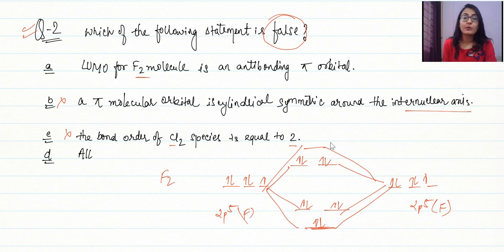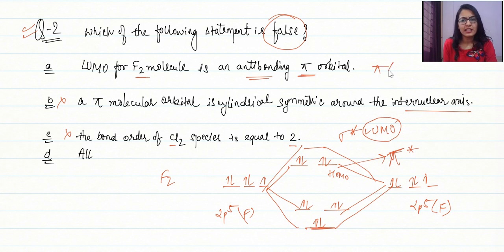Now the question is asking what is the LUMO. This is the HOMO, the highest occupied molecular orbital, and this is our pi star. The LUMO, the lowest unoccupied molecular orbital, is sigma star. So the LUMO for F2 is an antibonding pi orbital, meaning pi star? No, because the HOMO is pi star for the F2 molecule. So we can say all of them are incorrect. All of them are false.